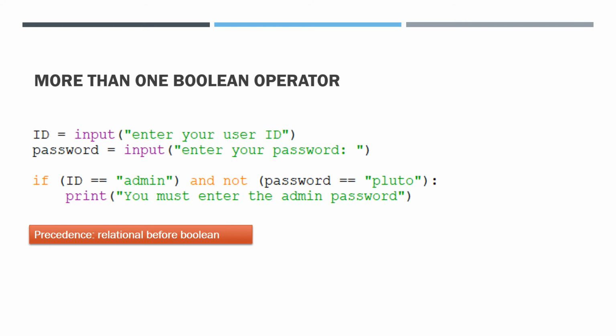In terms of precedence, the relational operators are evaluated before the Boolean operators. So the computer will test whether ID is equivalent to admin and whether password is equivalent to Pluto before it looks at the Boolean operators. I've included brackets because I think it makes it a little bit more readable, but actually if I'd left out the brackets it would work fine. And if there's more than one Boolean operator, the not will be carried out before the and. And if you're combining ands and ors, the and will be evaluated before the or.